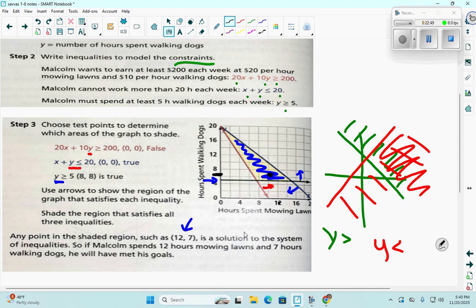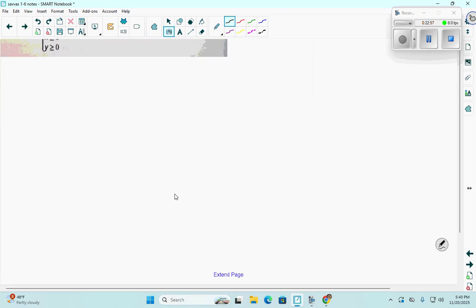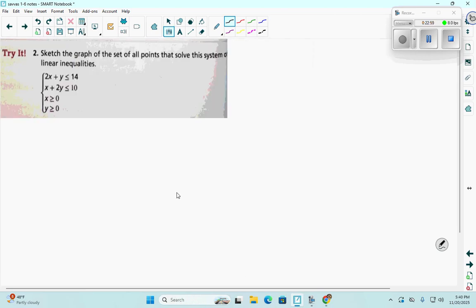Now we are going to try it. Turn to your Try It number 2. It says sketch the graph of the set of all points that solve the system of linear inequalities. So we're going to have a total of 4 things that we're looking at. I'm going to draw a sketch. My first one, I'm going to get the y by itself. I'm going to rewrite it.